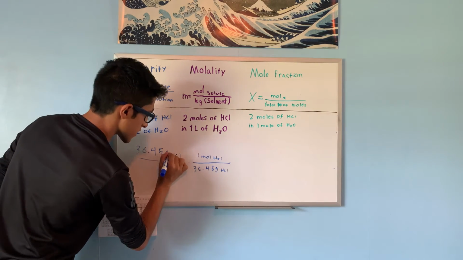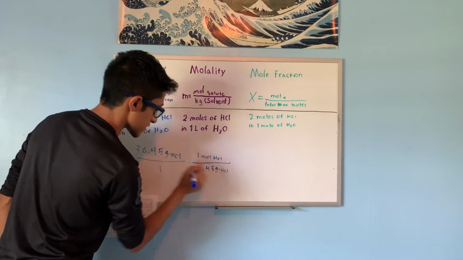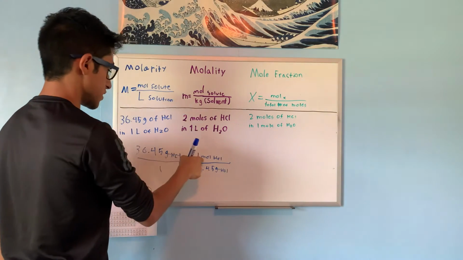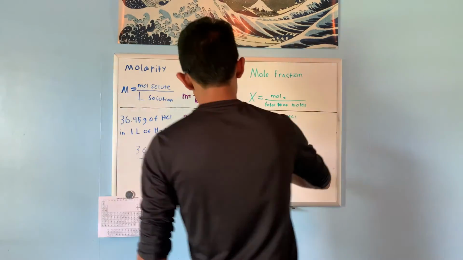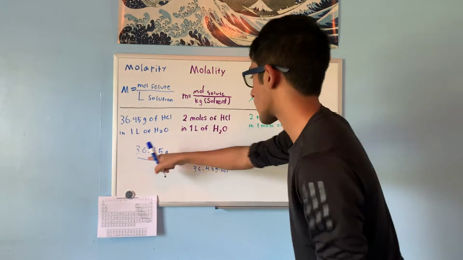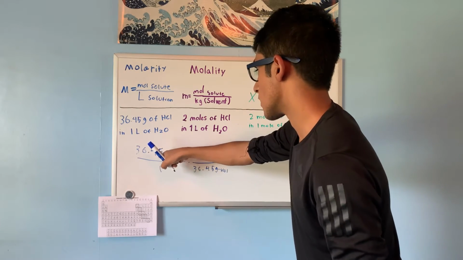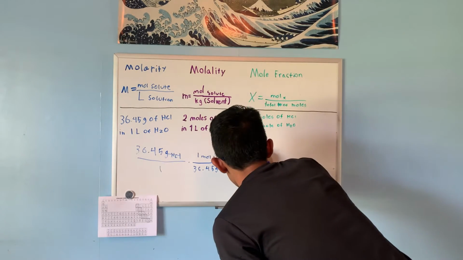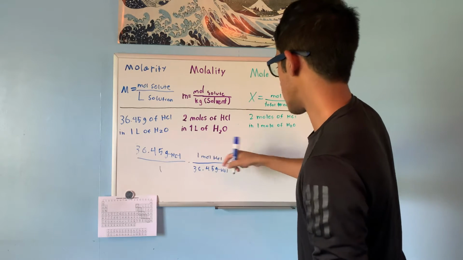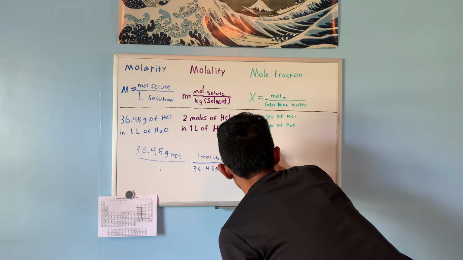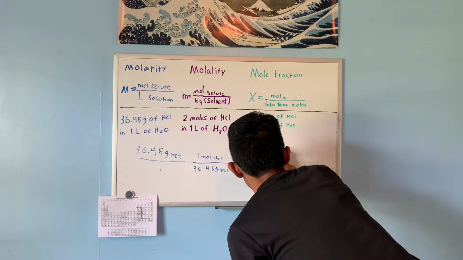So we're getting rid of the grams of HCl because those cancel out, and what we're left with is the units moles of HCl. So now we divide this, and a number divided by itself is equal to 1, and the only unit we have remaining is moles of HCl.